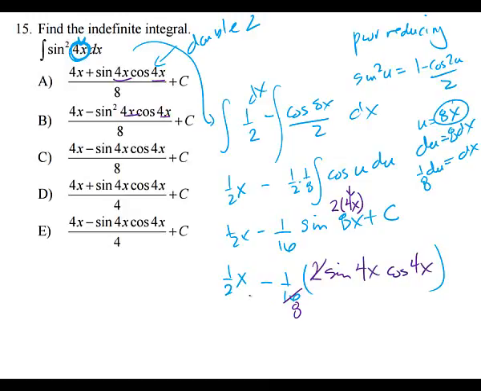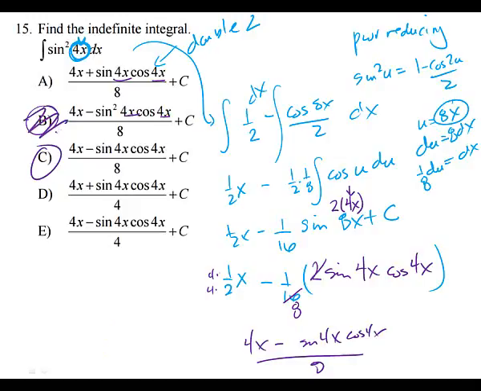And then I need to get this up to a denominator of 8, so I'm going to multiply by 4, right? So I see 4x minus sine 4x cosine 4x all over 8. Isn't it the second one, B? Nope, it's not squared. It's C.